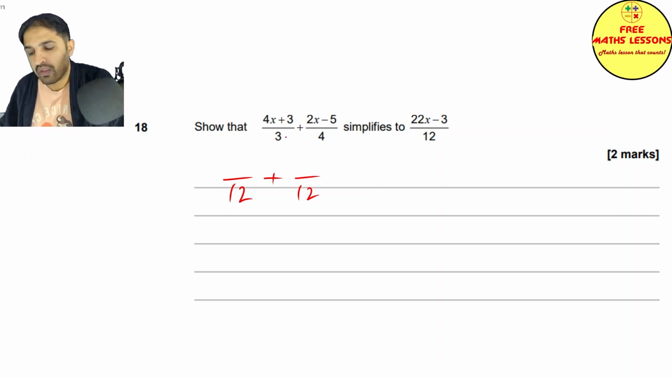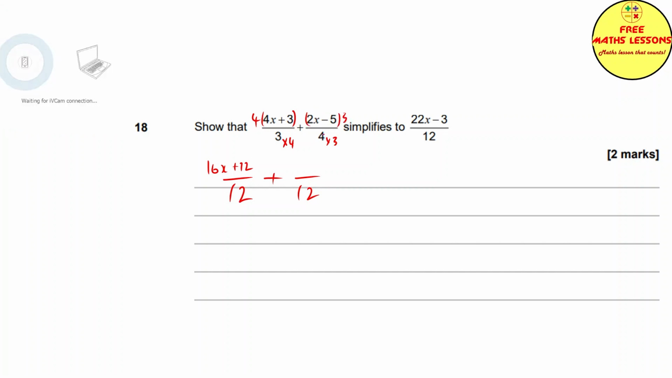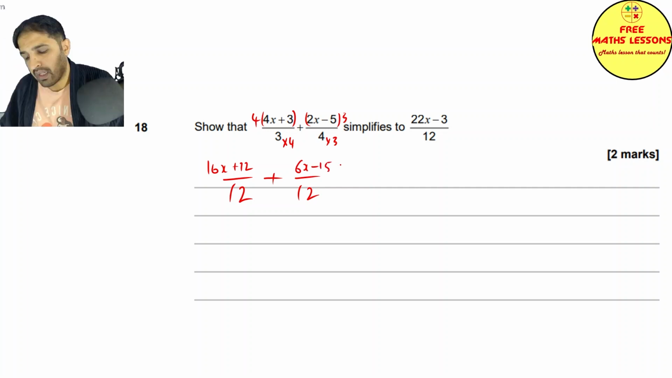So what did we multiply 3 by to get to 12? We're multiplying it by 4. So we multiply the top, which is the entire thing, by 4. At the top here we would get 4 times 4x, which is 16x, and 4 times 3, which is 12. Then we multiply this by 3. So 4 times 3 is 12, and then multiply this by 3 as well. So 3 times 2x is 6x, and 3 times -5 is -15.